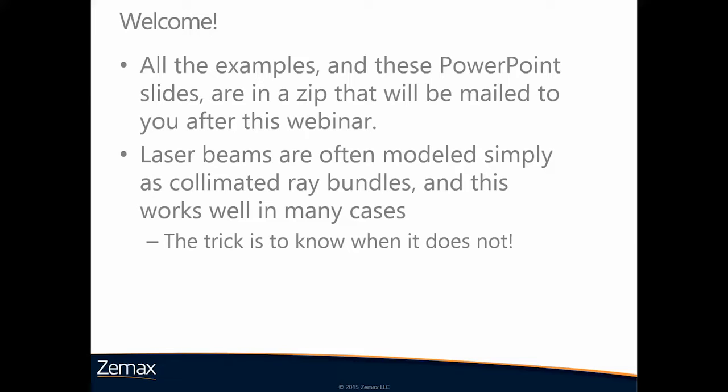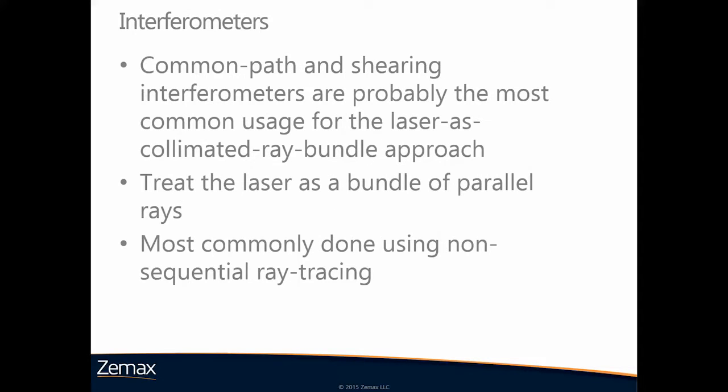Then, the way that laser beams are often modeled is simply as collimated ray bundles. And this works well in a lot of cases. The trick is to know when it doesn't, and that's really what this webinar is going to be discussing. But for things like interferometers, common path or shearing interferometers, this collimated ray bundle approach is probably the most common application for the laser. It basically treats the laser beam as if it was just a bundle of parallel rays, and it's most commonly done using non-sequential ray tracing, although it gets done in sequential as well.